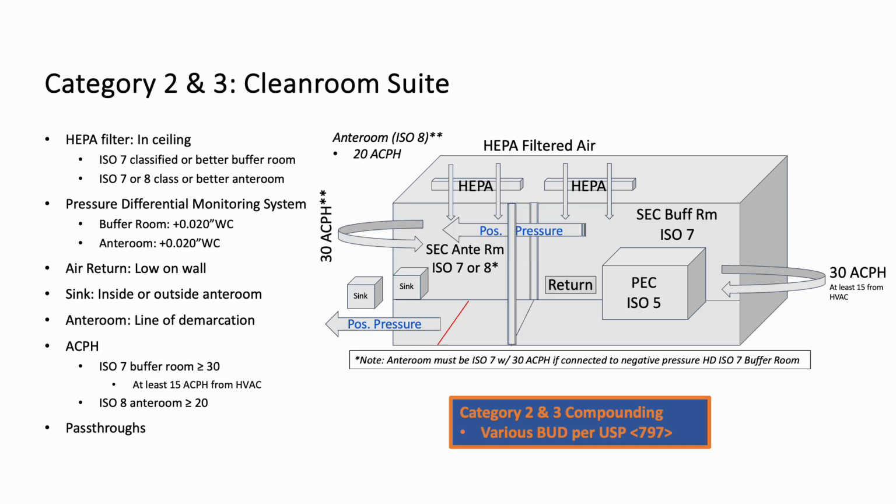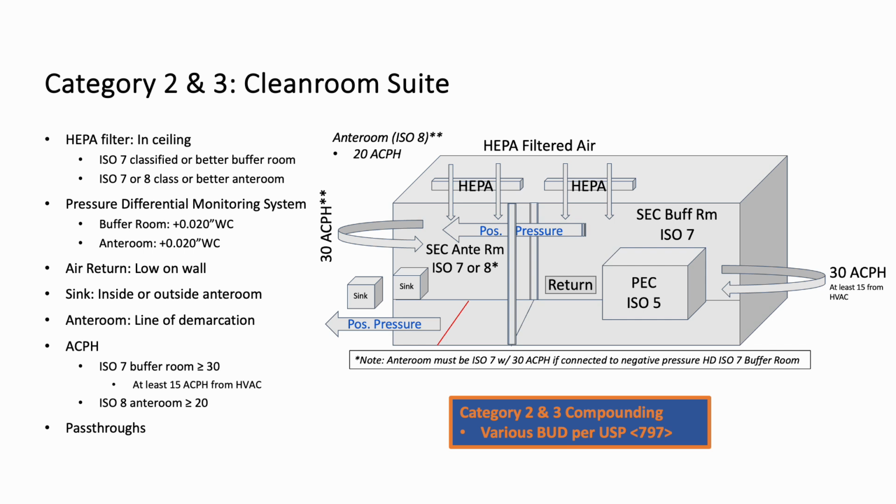Category 2 and Category 3 compounding is done in a full cleanroom suite. This means that you have an ISO 7 buffer room that's attached to an ISO 7 or an ISO 8 anteroom. HEPA filters will be located in the ceiling, and air returns will be located low on the wall. Although HEPA filters are required to be in the ceiling, air returns can be in other places, but if not low on the wall, then a special smoke study must be done to ensure proper airflow.